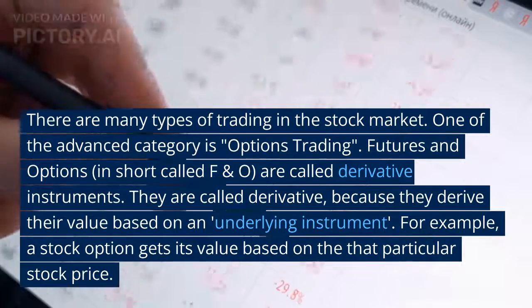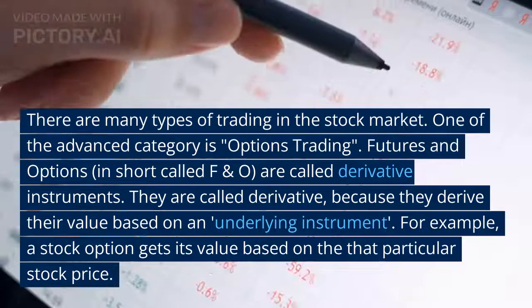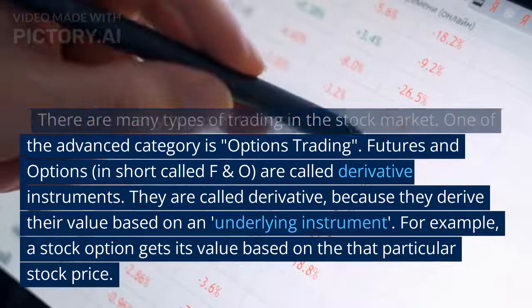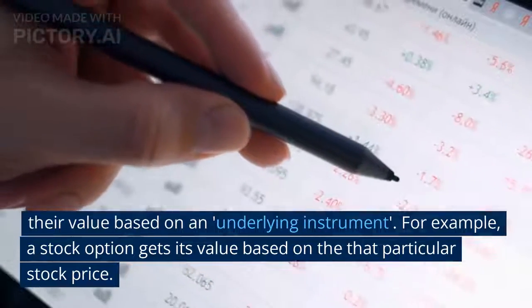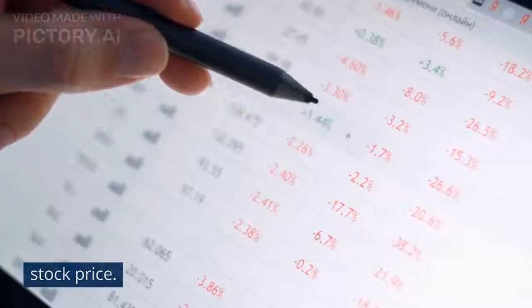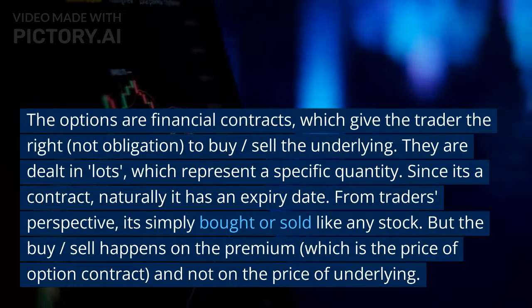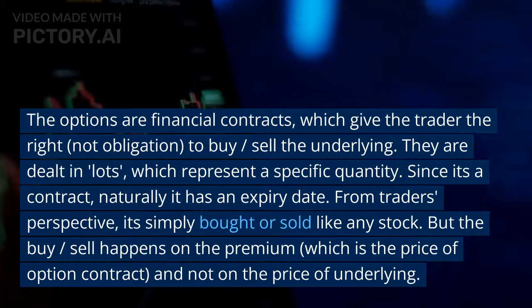Futures and options, in short called F&O, are called derivative instruments. They are called derivative because they derive their value based on an underlying instrument. For example, a stock option gets its value based on that particular stock price. Options are financial contracts, which give the trader the right, not obligation, to buy or sell the underlying.